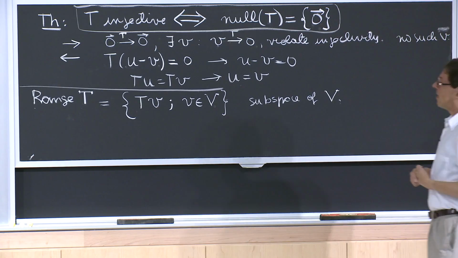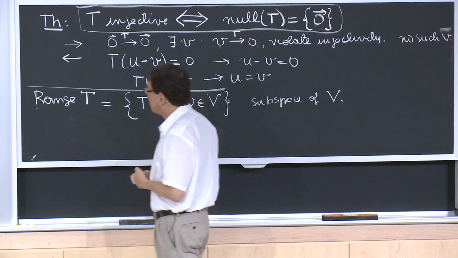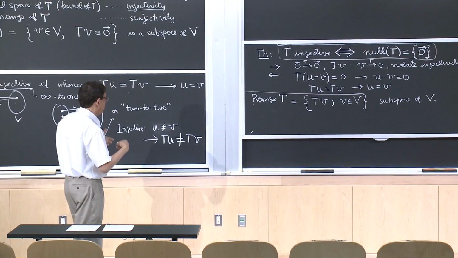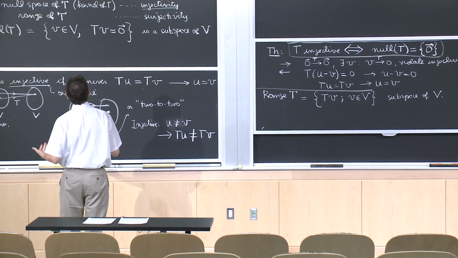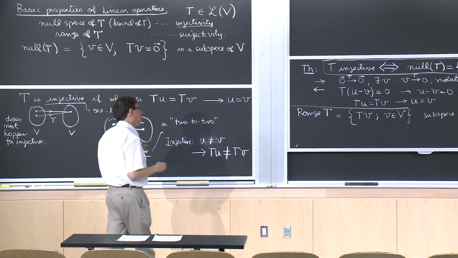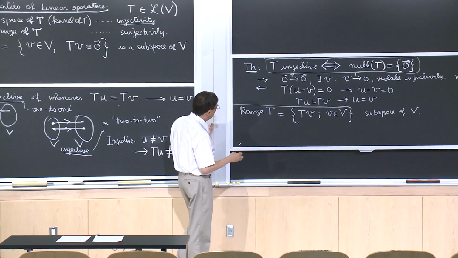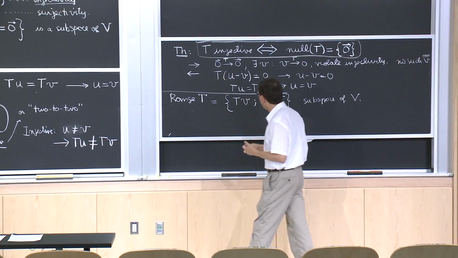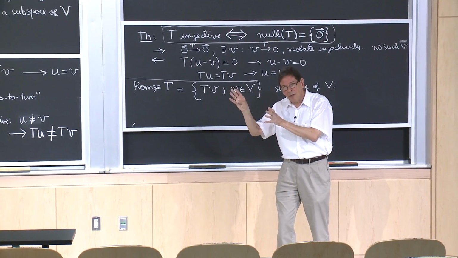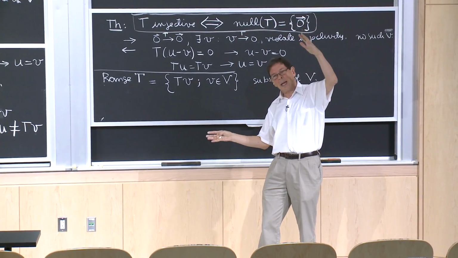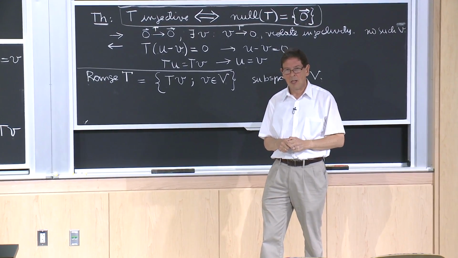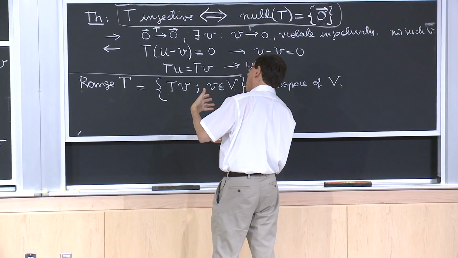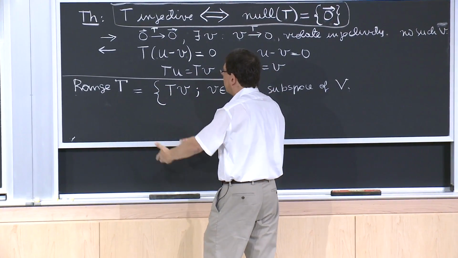And how about surjectivity now? What does surjectivity mean? Well, surjectivity is an adjective that we use to characterize operators that are particularly nice. An operator is said to be surjective if the range of the operator is really as big as the space you started with. So surjective means that by acting on the space, you still get the whole space.